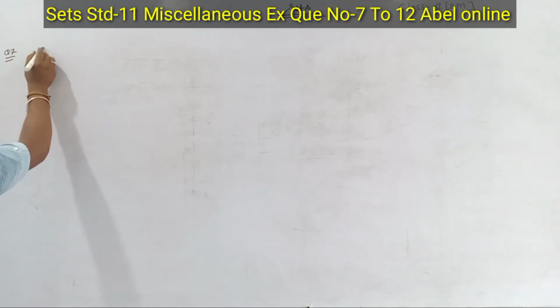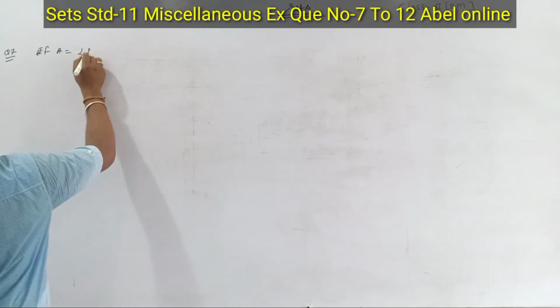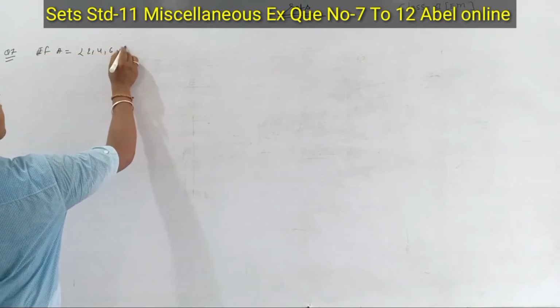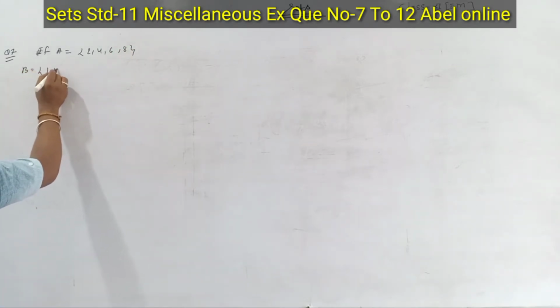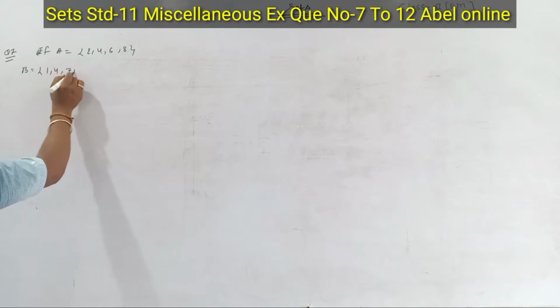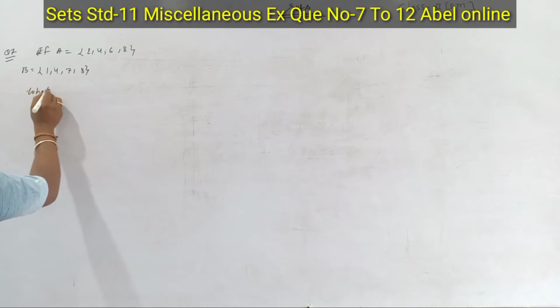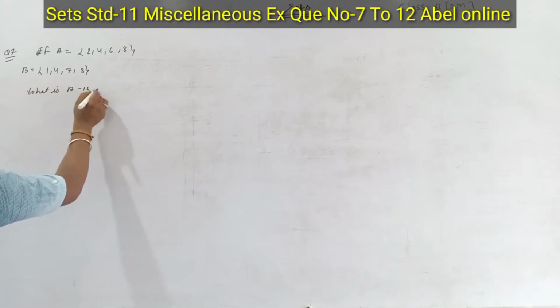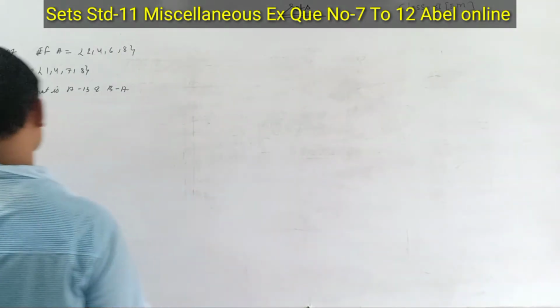The question is: if A equals {2, 4, 6, 8} and B equals {1, 4, 7, 8}, what is A minus B and B minus A? It is a question, and how can we solve it? It is very easy to find.